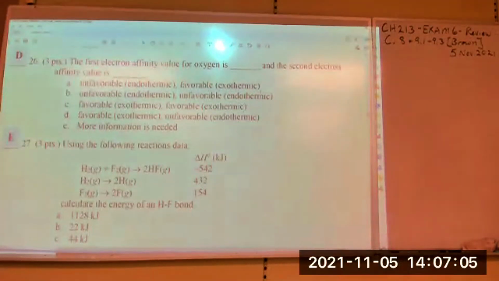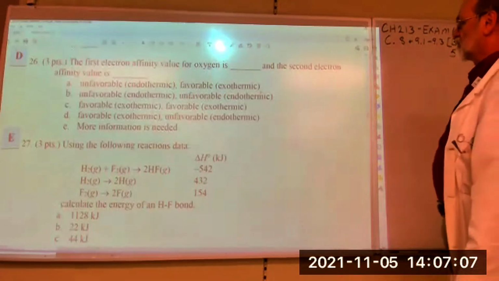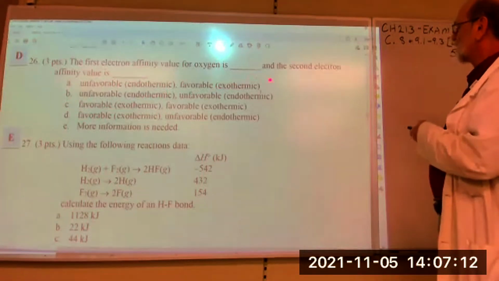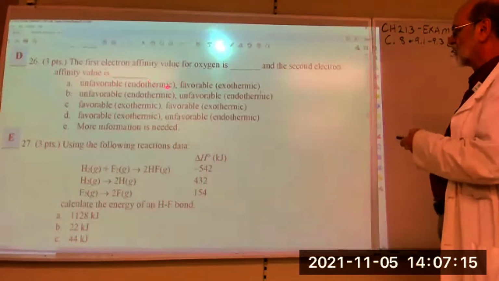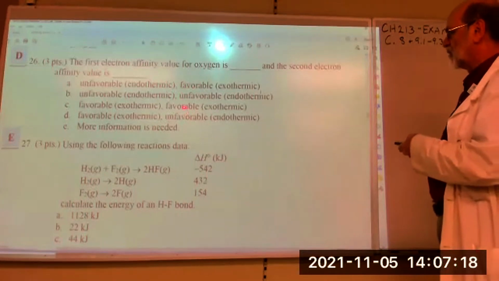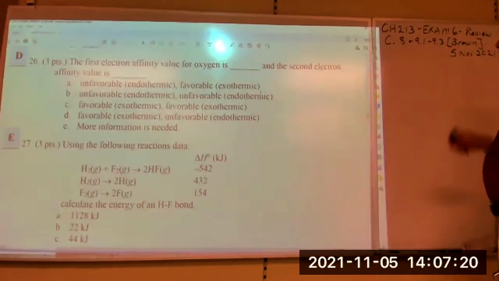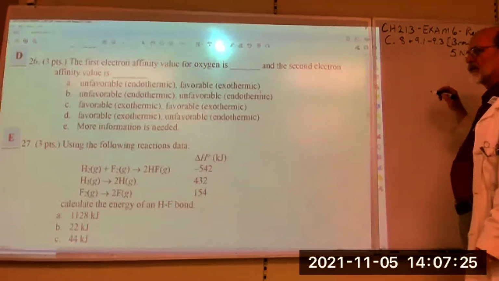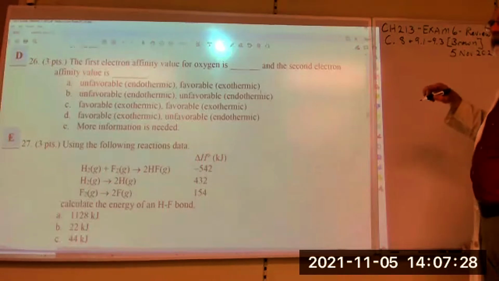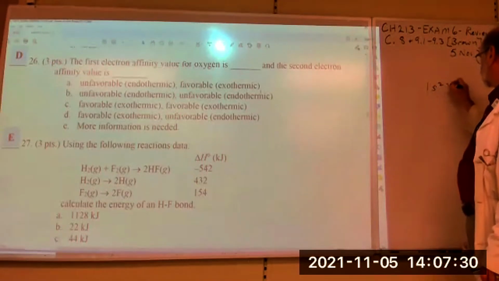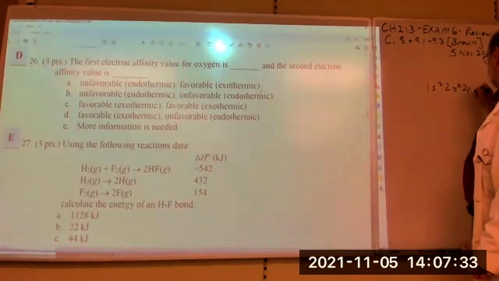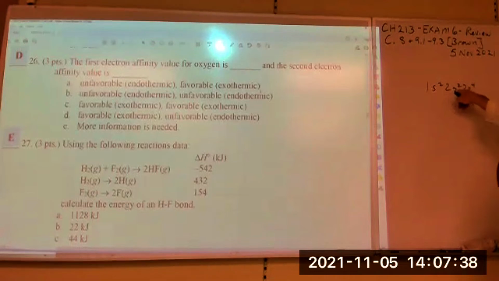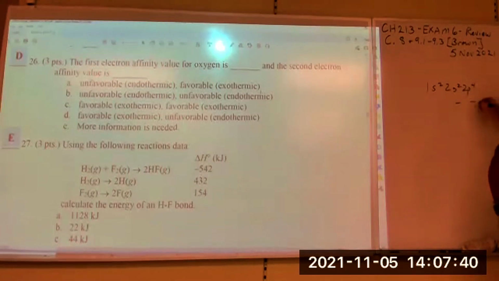The first electron affinity value for oxygen is unfavorable, favorable, and the second electron affinity value is favorable, unfavorable. All right. The first electron affinity value for oxygen. Let's look at the structure of oxygen. 8. So 1s2, 2s2, 2p4. Yeah. So this one is like that.